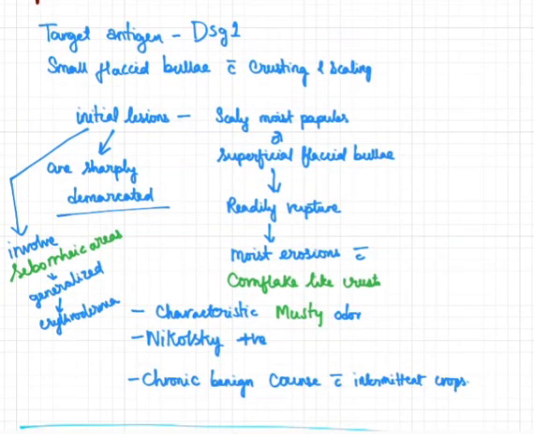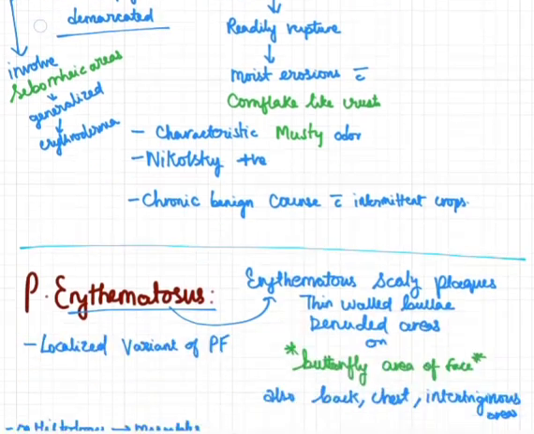The initial lesions are sharply demarcated and characteristically involve the seborrheic areas, which may become generalized and can cause erythroderma. So the erythroderma-causing type of Pemphigus is Pemphigus foliaceus. The initial lesions occur as scaly moist papules or superficial flaccid bullae that rupture to form moist erosions with cornflake-like crust, and there is a characteristic musty odor, and the Nikolsky sign is positive. It has a chronic benign course, but there can be intermittent crops of lesions.